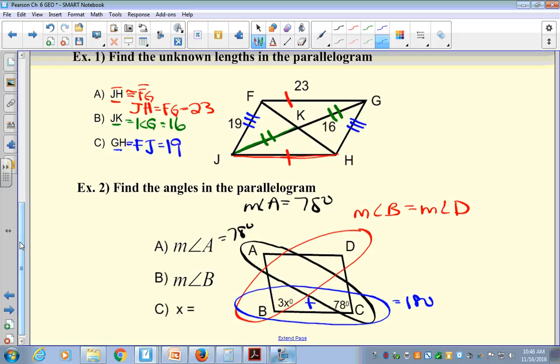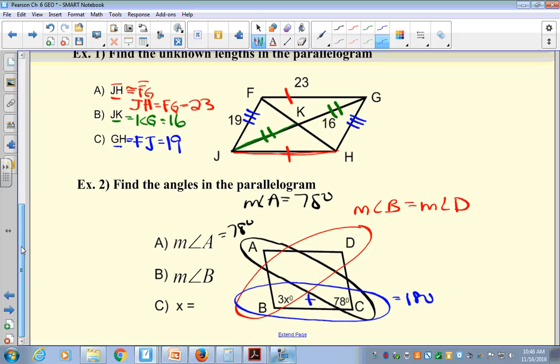So the measure of angle B. We did this: the measure of angle A is 78. We can subtract that from 180 to find the measure of angle B.